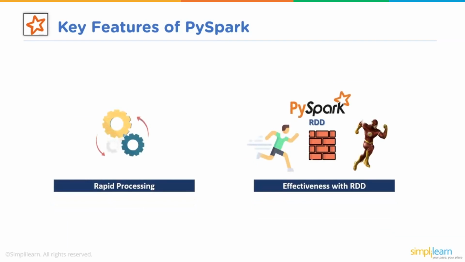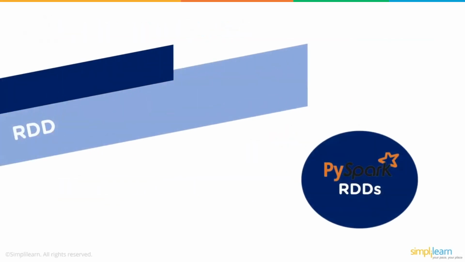So now we have come to the most important feature of PySpark, which is effectiveness with RDD. Working with RDD is made easier by the dynamic typing of the Python programming language. If you are wondering what RDD is, let me give you a quick explanation. Let's learn more about RDD.